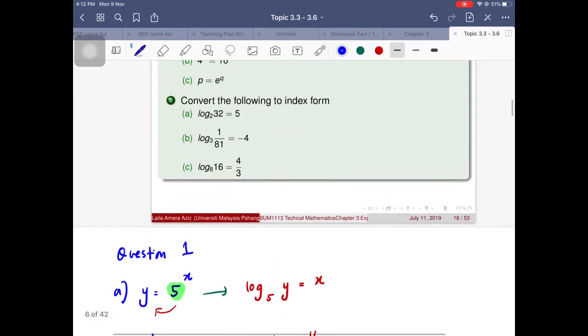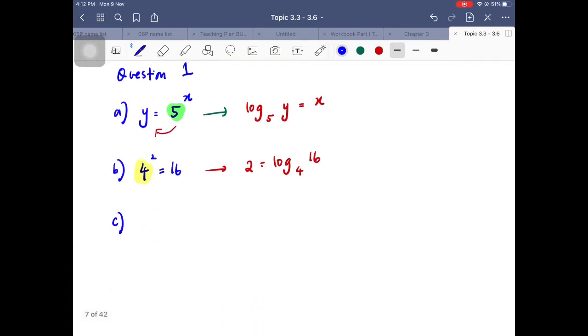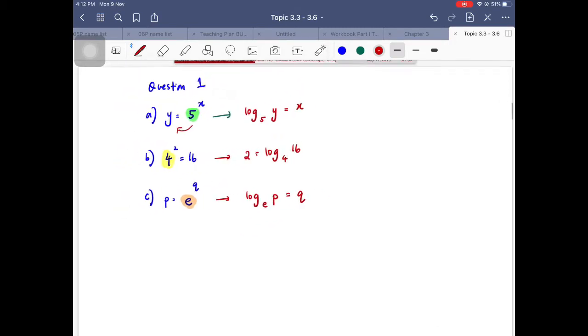And the third one, I have p equal exponential to the power of q. What is going to be my base? Now I have a natural, so e is going to be my base. I'm going to have a natural log for this case. Therefore I'm going to have log of p to the base of e, that is going to equal q. Okay, so basically whatever starts with a base in index form, when you change it to log, it's still going to be the base. So that is question number 1.